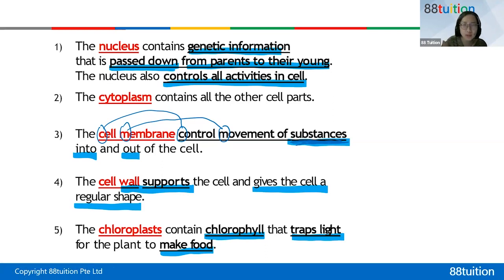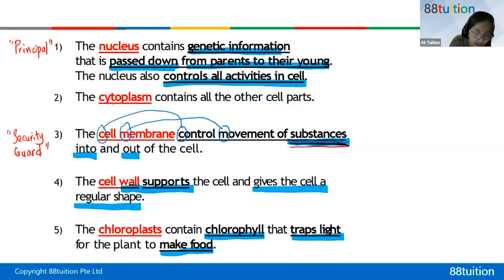So for example, respiration is taking place in the cell, right? A cell needs to go through respiration to get its energy. So all these activities are controlled by the nucleus. So I already told you nucleus is like the principal of the school, control everything happening inside the cell. Then cell membrane is like the security guard. All right, controls movement of what? Of substances. Don't forget the word of substances. Okay, into the cell and out of the cell. Then cytoplasm is just a jelly thing, that contains all the other parts.